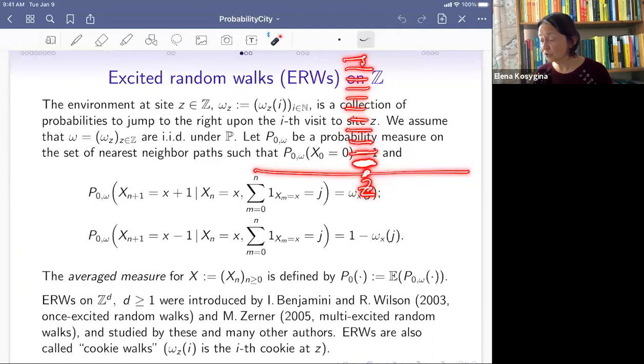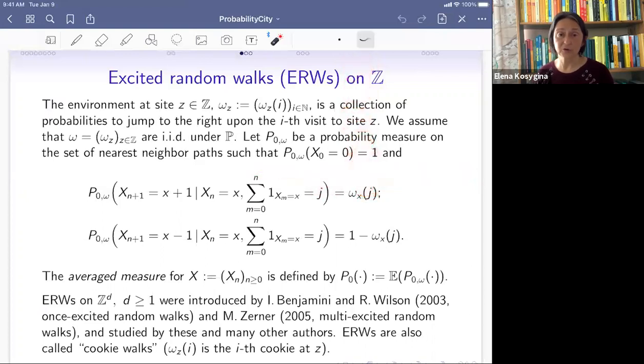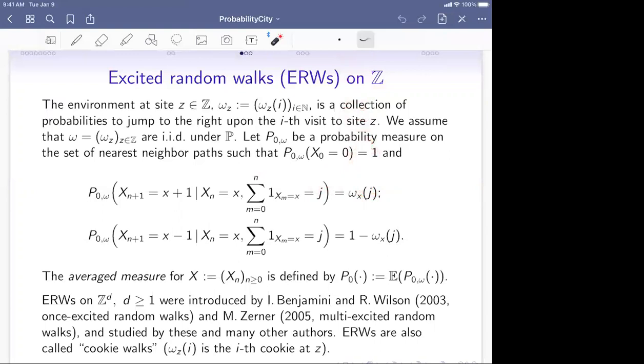If the walk returns a second time, it uses the second one. Third time, it uses the third one. And of course, once cookies are eaten, they disappear from the pile. And this is for each site of the lattice. So the walk keeps eating cookies and deciding to jump to the right or to the left, nearest neighbors, with probabilities encoded by these cookies. Okay. Is that okay? Yes, thank you very much.